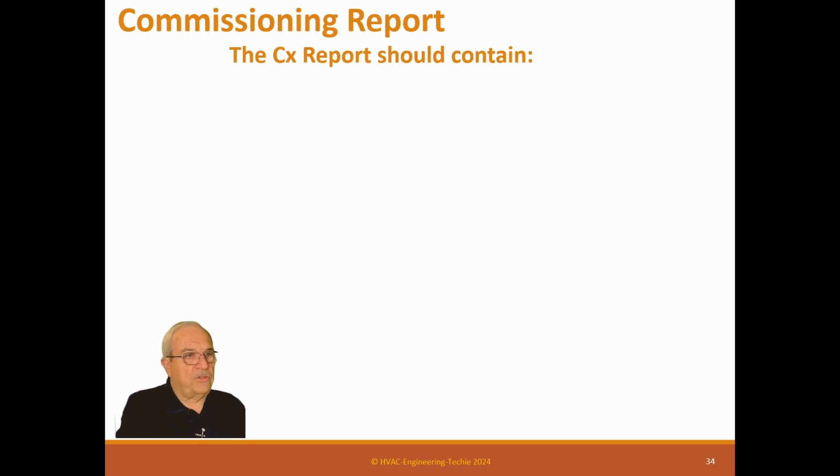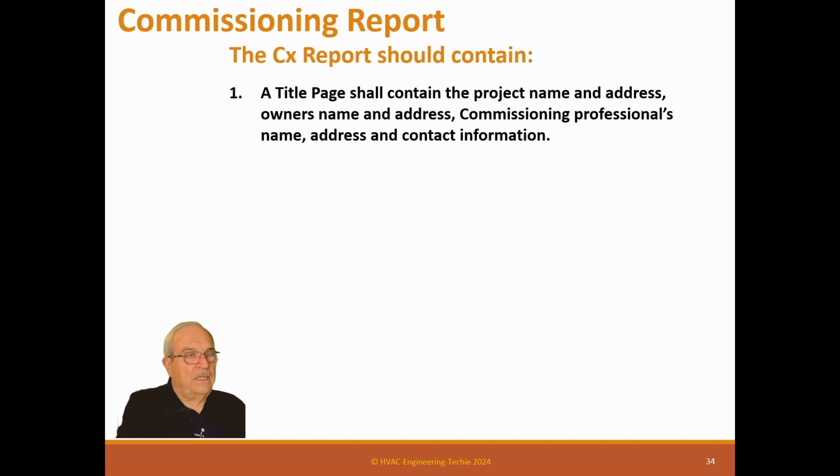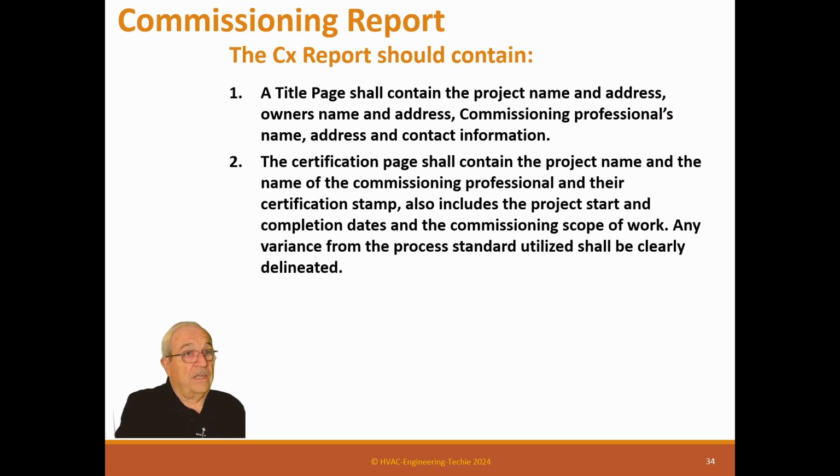Commissioning report, that's your final communication on the project. It shall contain the title page, the project name and address, owner's name and address, commissioning professional's name, address and contact information. The certification page will contain the project name, the name of the commissioning professional and their certification stamp. Also include the project start and completion date and the commissioning scope of work. Any variance from the process standard utilized should be clearly delineated.